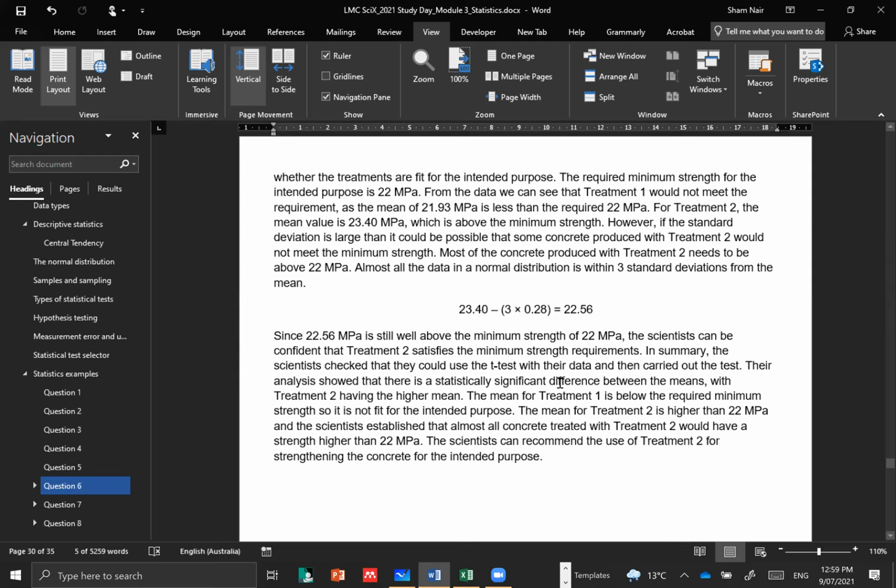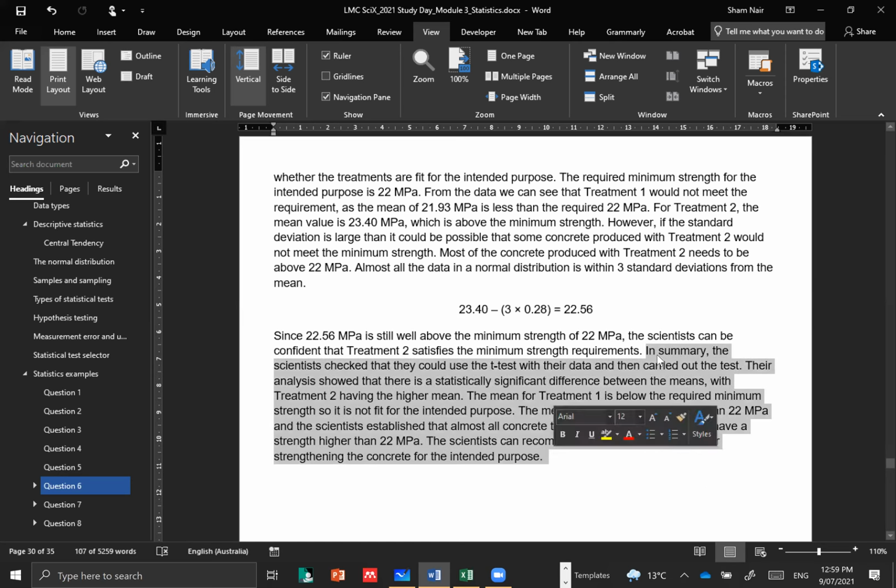Notice how all of that information has been woven into this answer. So since 22.56 is well above the minimum strength, the scientists can be confident that treatment 2 satisfies the minimum strength requirement. And then they go on to summarize the findings. In summary, the scientists checked that they could use the t-test with their data and then carried out the test. The analysis showed that there's a statistically significant difference, with treatment 2 having the higher mean.